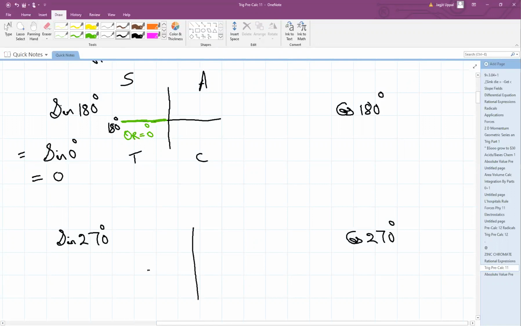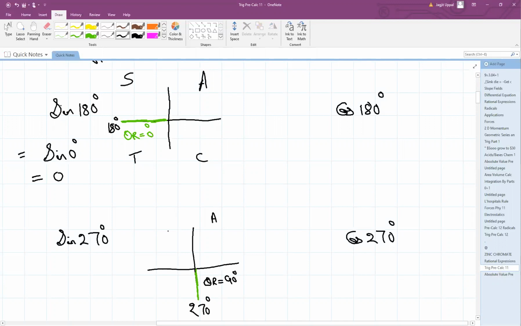Now let's look at the next question, which is sine of 270. So I first need to make 270. Now 270 is going to fall right here. Okay, this is 270. The reference angle is the angle that it makes with the nearest x-axis. Okay, so guys, look, you can either think of this x-axis or this x-axis. The reference angle is 90.